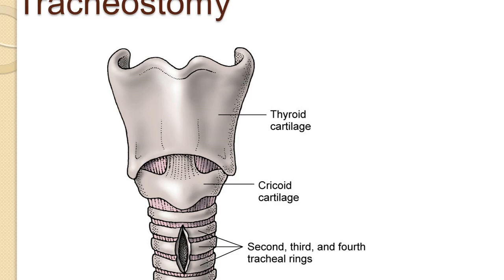All right, so this is just a picture showing you maybe where some of the cardiovascular surgeons would make that incision. And you can see more of an up and down incision, near the second, third, and fourth tracheal rings.